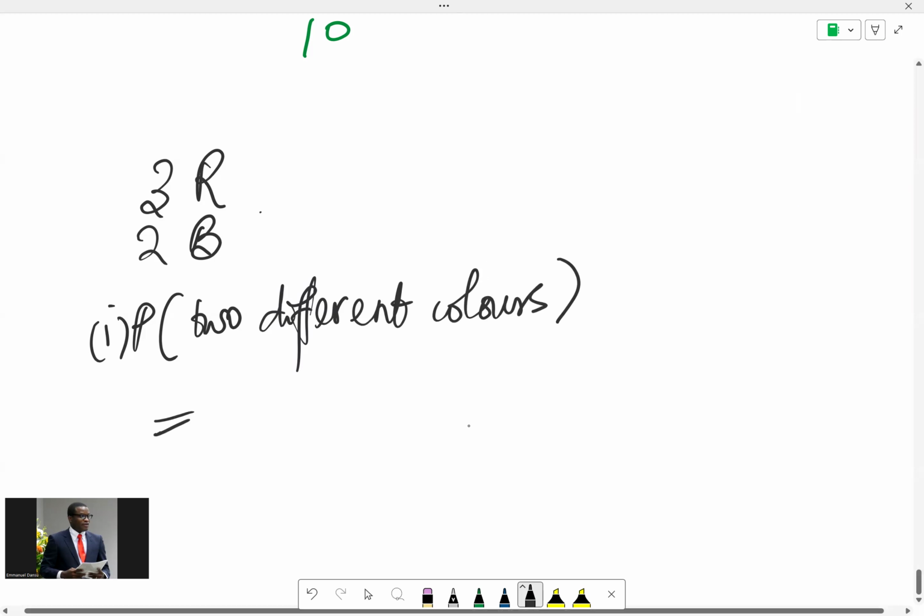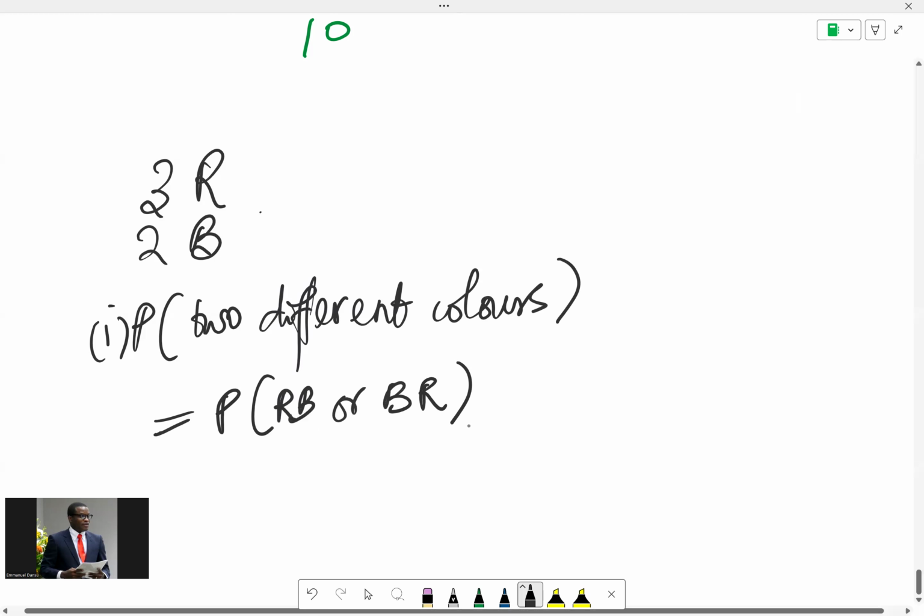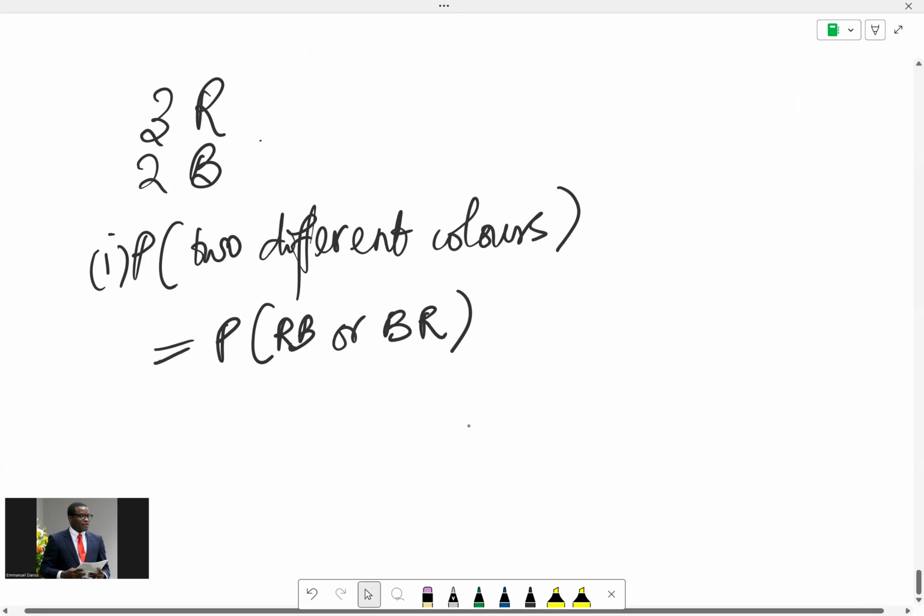So in this case, it means the probability can be that red is first and blue is second, or blue is first and red is second. That's really important. That's what 2 different colors can mean. So that means you have the probability red first, blue second, plus probability blue first, red second.